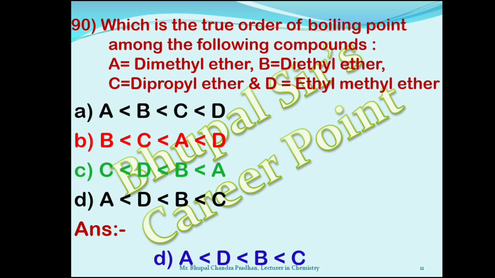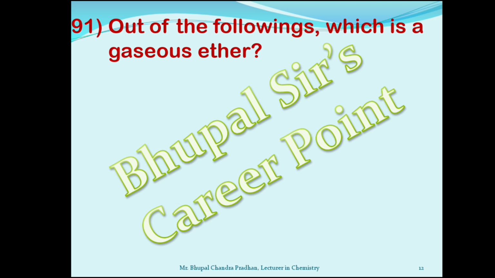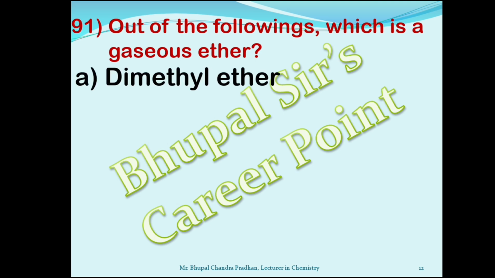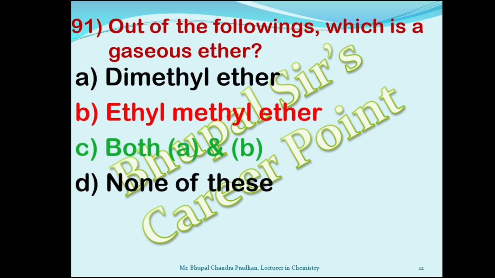Now, let us come for the next question of the session. That is question number 91. Out of the following, which is a gaseous ether? Option A, dimethyl ether. Option B, ethyl methyl ether. Option C, both A and B. Option D, none of these. The students try to give the correct answer.